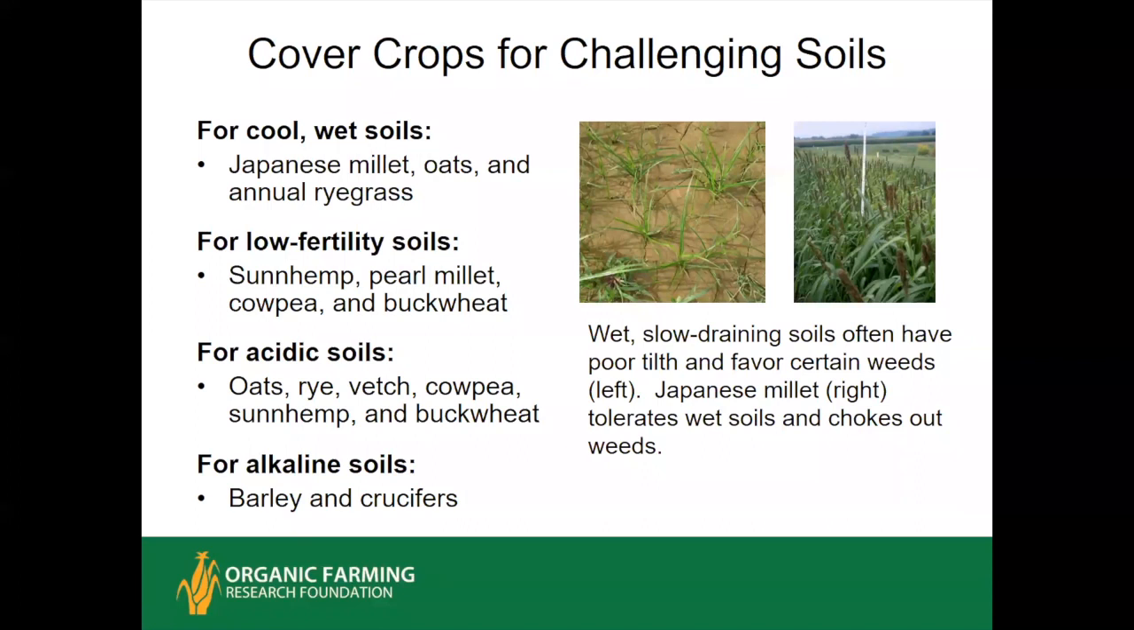Low pH, again, a lot of the same ones. Also, oats, rye, and vetch are quite tolerant. Now, for alkaline soils, barley and most of the crucifers can deal with that pH up around 8 pretty well.